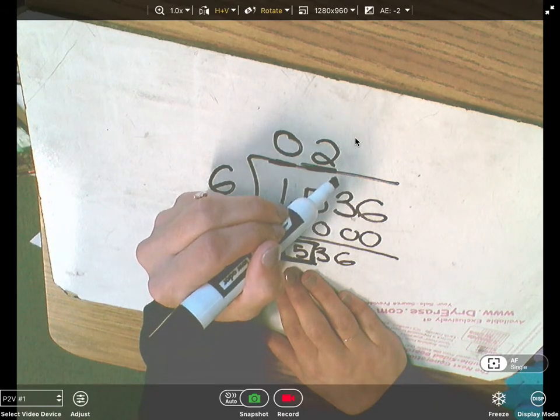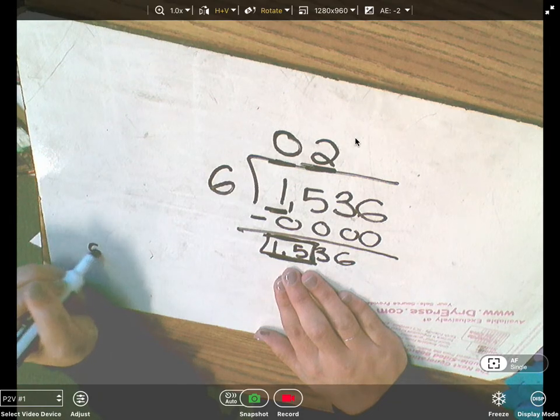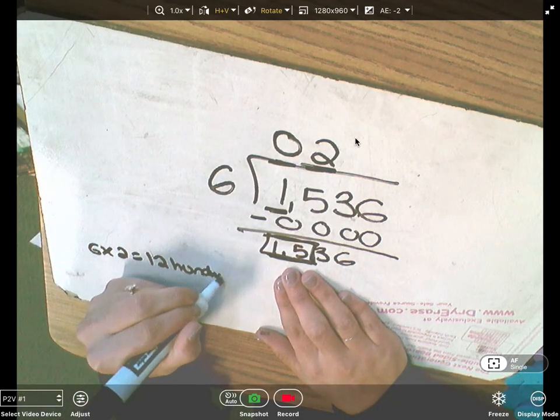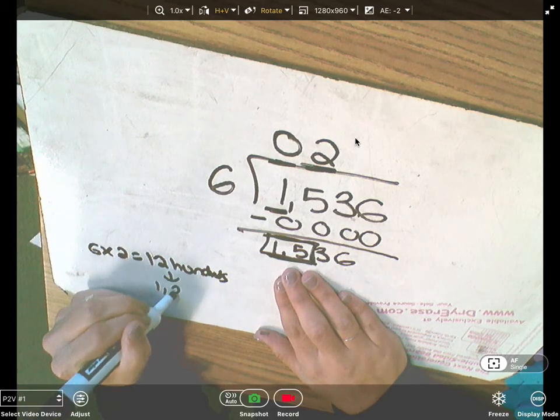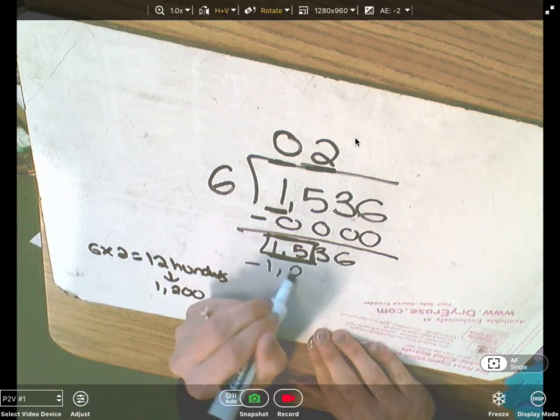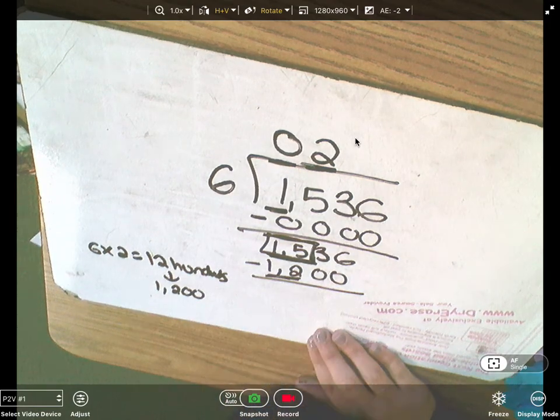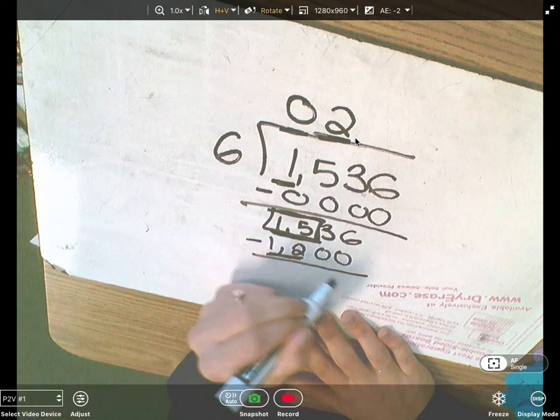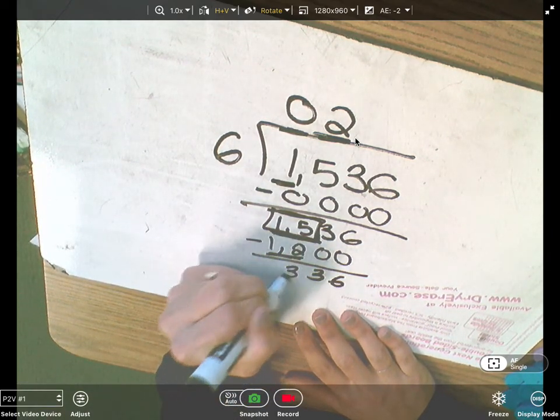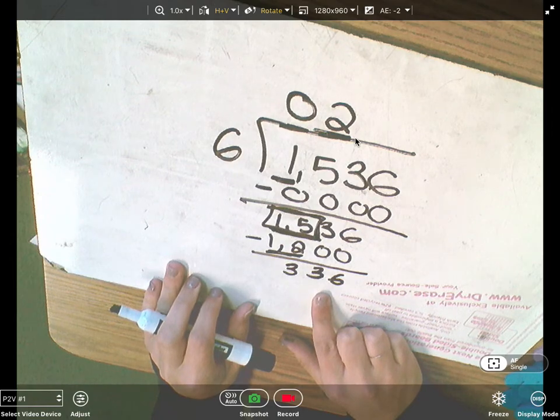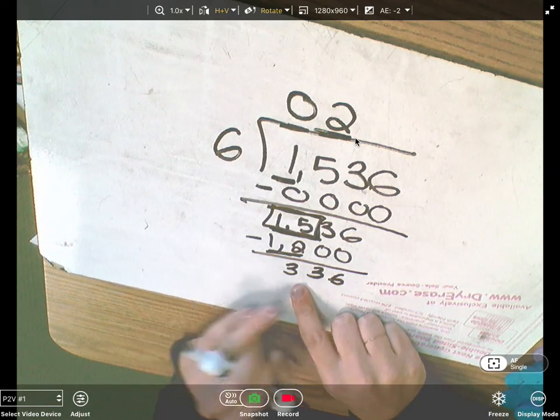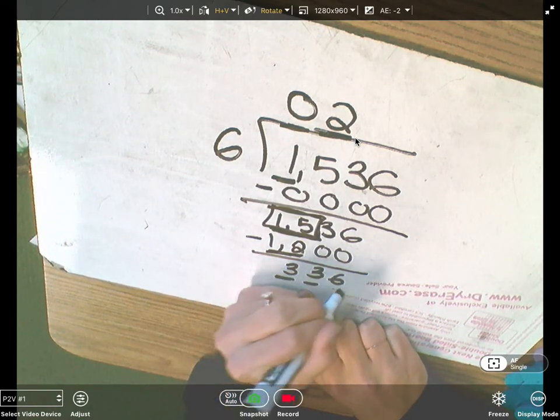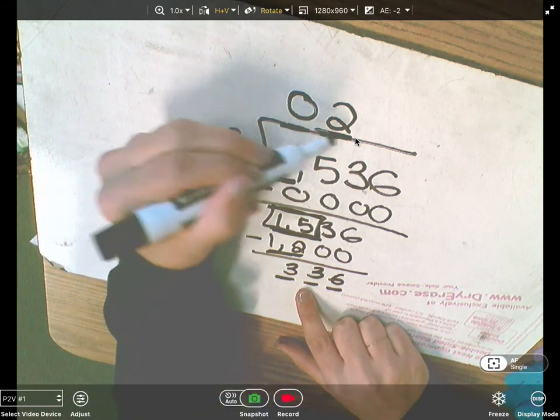If I've given 6 people 2 hundreds, I know 6 times 2 is 12. So I've given away 12 hundreds, and I know 12 hundreds is 1,200, so I'm going to take away 1,200 and see what's left. 5, 4, 3. Now I have 336 left. So again, that means that when I divided this up, I have 3 hundreds left, 3 tens left, and 6 ones. Well, look, I already gave away 0 thousands and 2 hundreds.